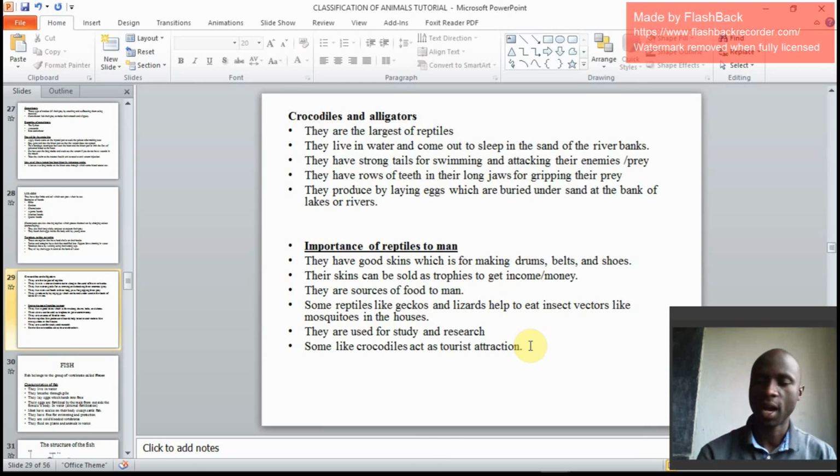Remember, reptiles are cold-blooded, meaning their body temperatures change with their surroundings. We have seen crocodiles, snakes, and chameleons. So make sure you know examples of reptiles, and make sure you know the basic characteristics of reptiles, and that will take us to another level when we meet.